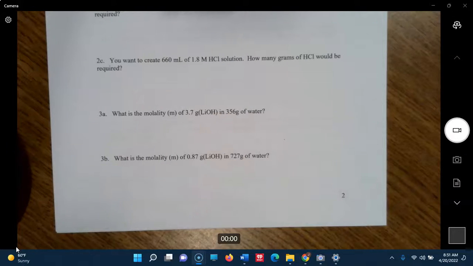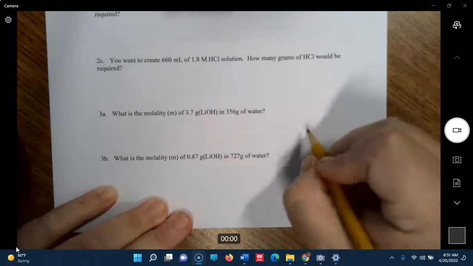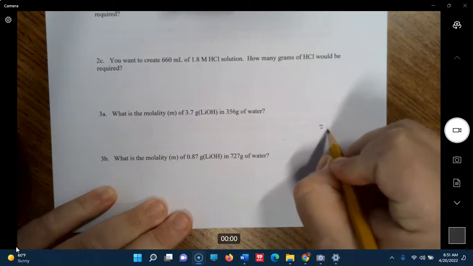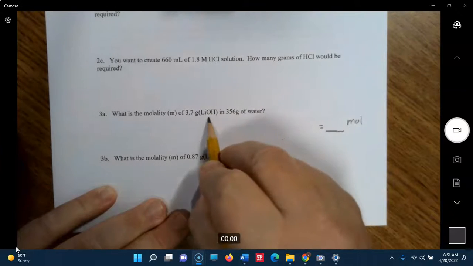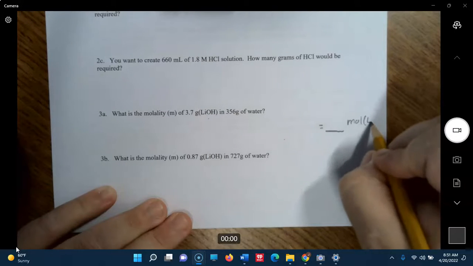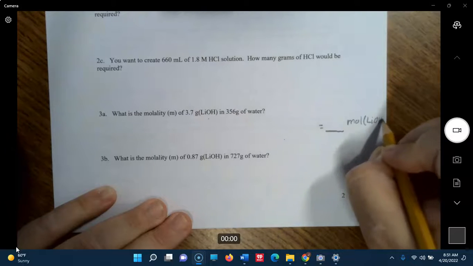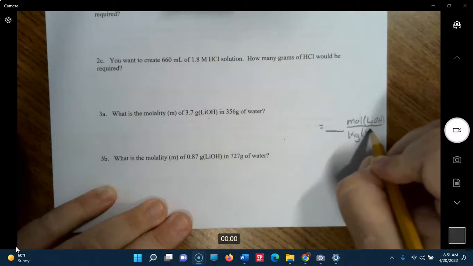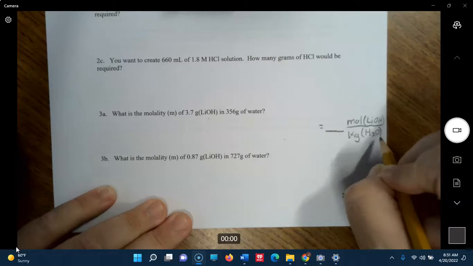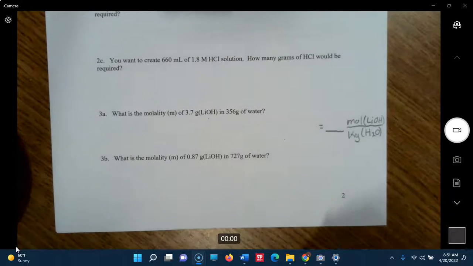Now the solvent is the water, it's not the solution. Okay, so we're going to come over here and write that. And the solute is what you're dissolving, that's your lemonade powder. In this case it's LiOH, lithium hydroxide, over kilograms. And the solvent is H2O. It's not solution, it's H2O. It's what's doing the dissolving of the LiOH.